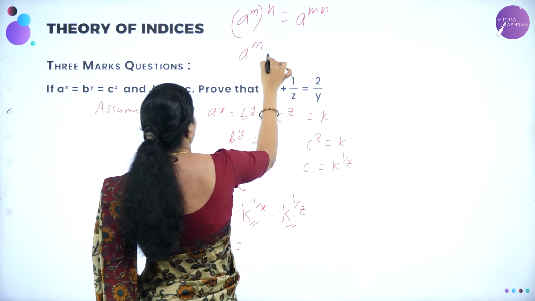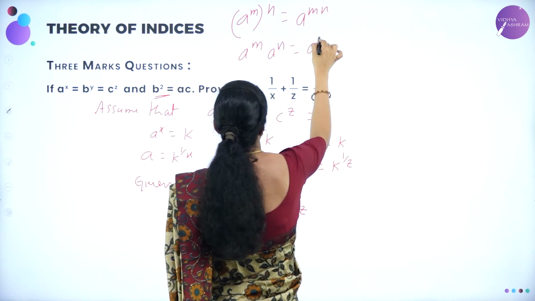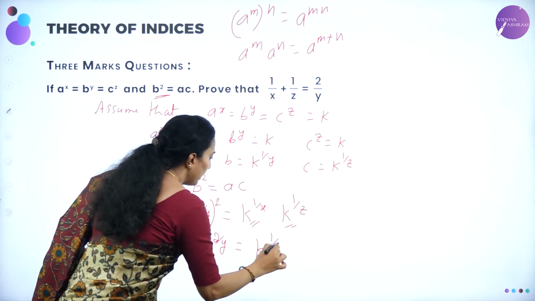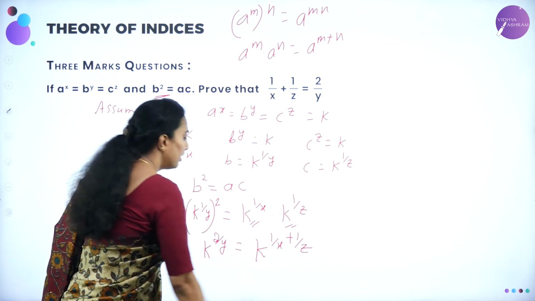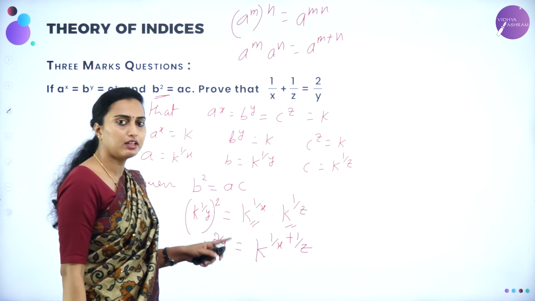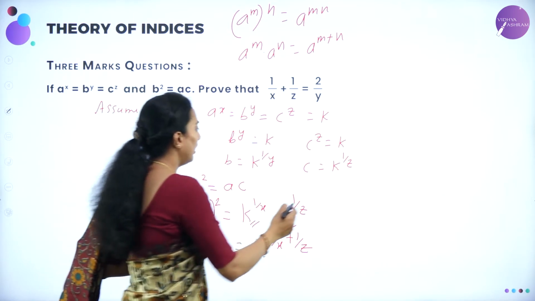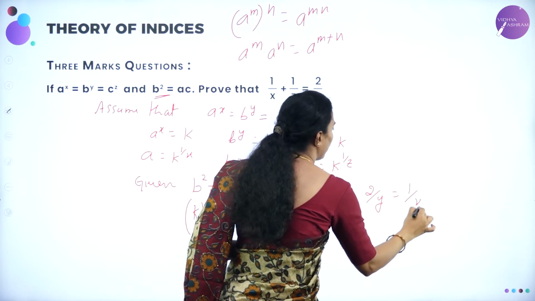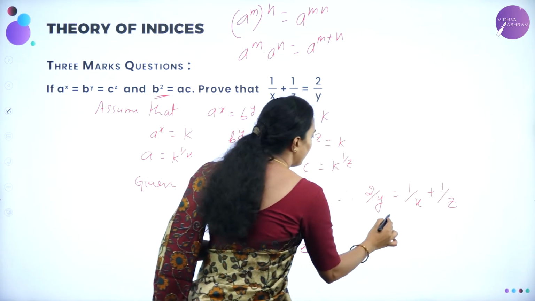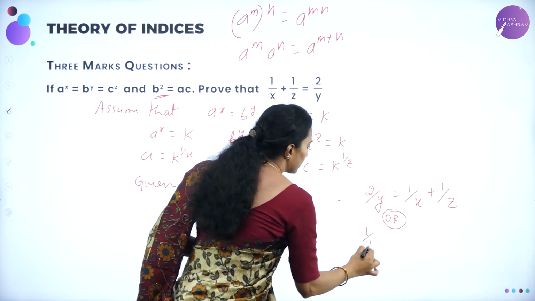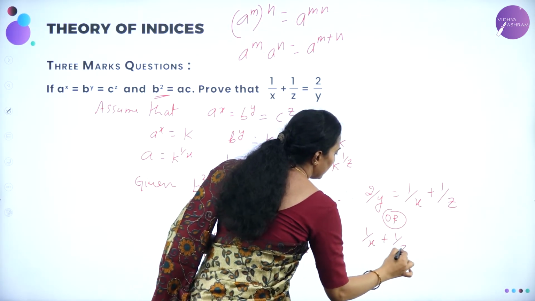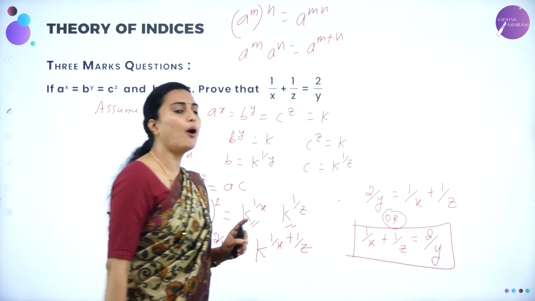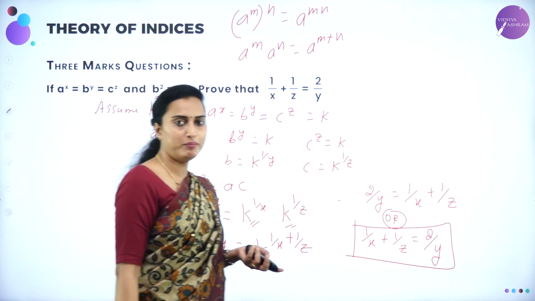a power m into a power n is equal to a power m plus n. So I can add the powers: k to the power of 1 by x plus 1 by z. Now the bases are the same with an equal sign, so I can equate the powers. Therefore 2 by y is equal to 1 by x plus 1 by z, or you can write it as 1 by x plus 1 by z is equal to 2 by y. Is that so easy? So this is your proof for the problem.